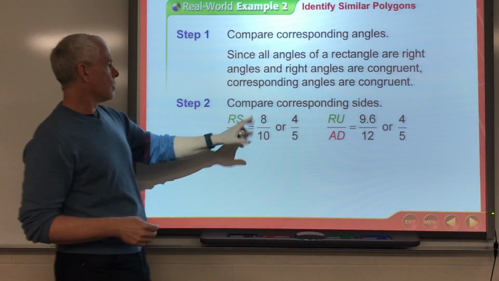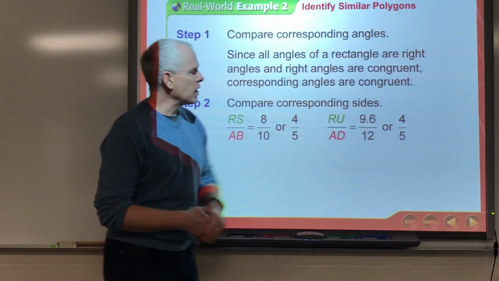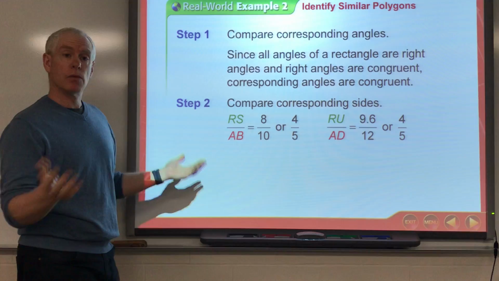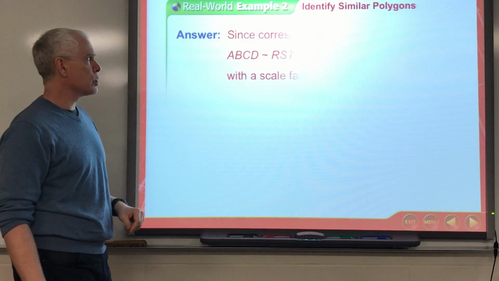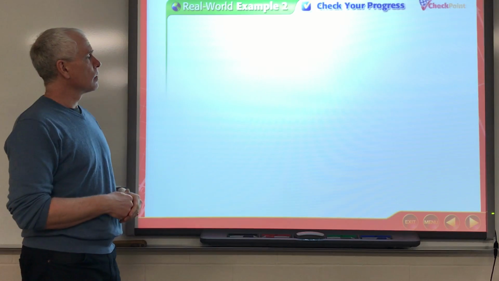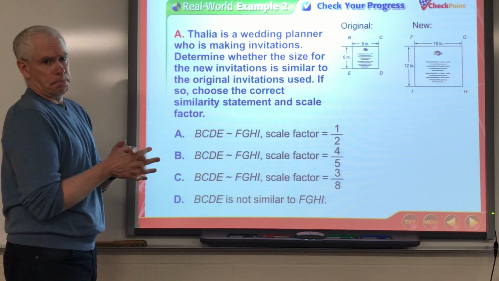10 over 8, 8 over 10, same thing. We get 4/5 here. If you simplify that, you also get 4/5. Ratios are the same, so now we can say those menus are similar. Same shape, but a different size. Okay? Pause the video, give this a shot.